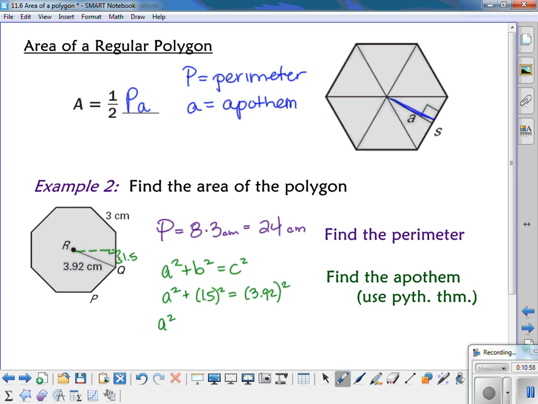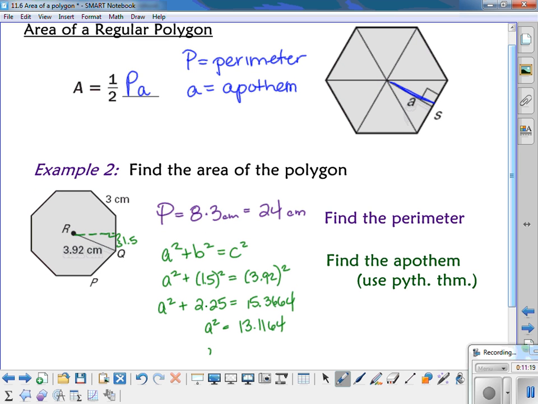So 1.5 squared comes out to 2.25, and 3.92 squared comes out to 15.3664. So if I subtract that, I get a squared is equal to 13.1164. I take the square root, and now I found that the apothem is 3.62.